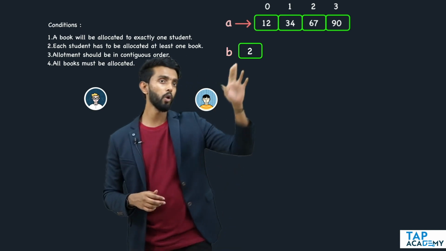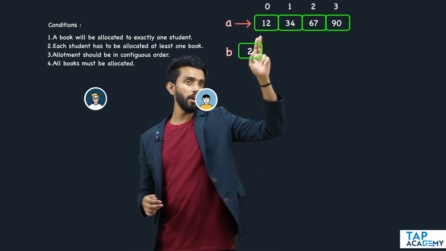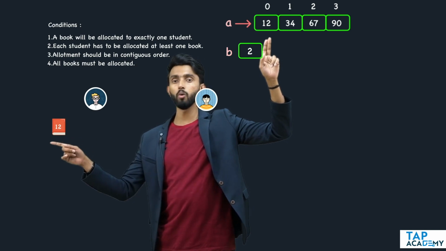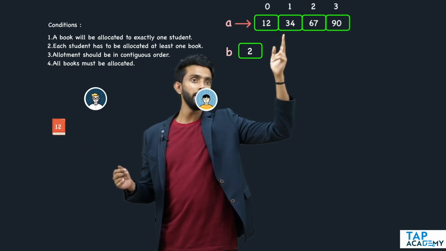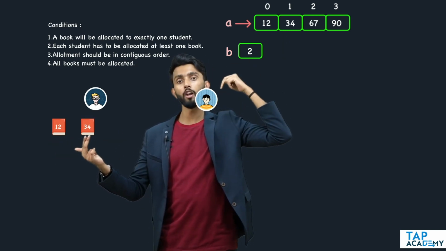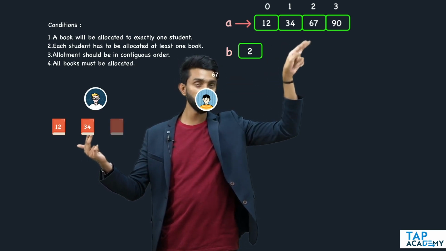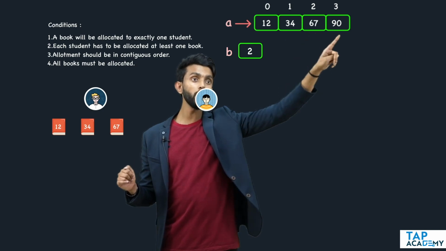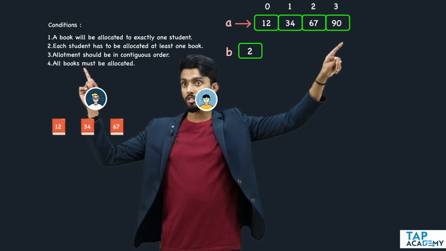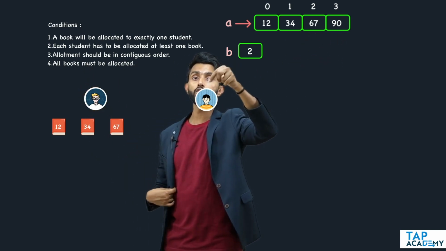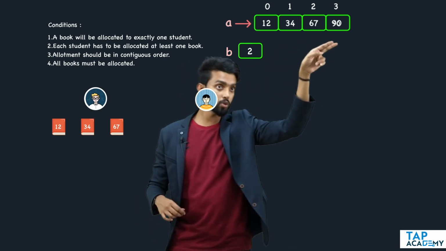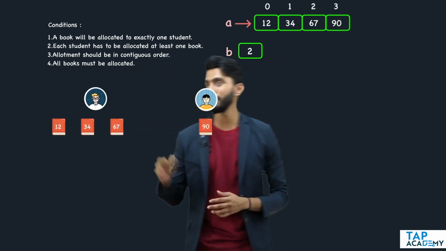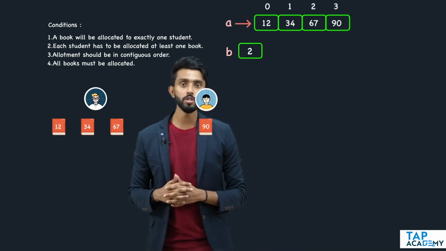Let's think about it. Basically, I will take the first book and allocate it to the first student. So here, now they have 12 pages with them. Next, the 34 pages book also I'll allocate to the first student itself. 67 pages also I'll allocate to the first student only. Now there's only 1 book remaining, and the condition says that every student should have at least 1 book. So I can't leave this person empty. So this 90-page book I'll allocate to him. I hope you're able to think. Any confusion till here? So I've allocated to both the students, right?